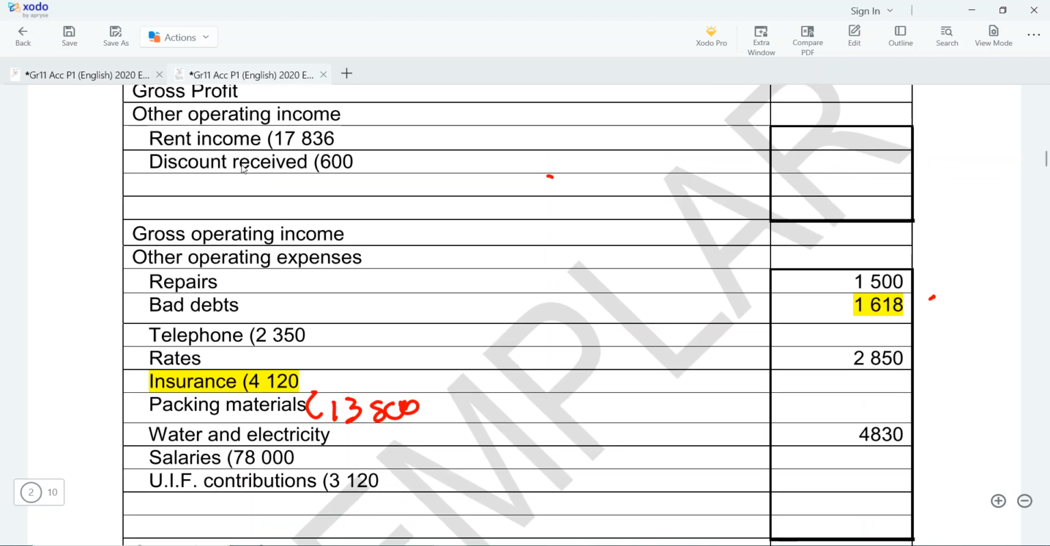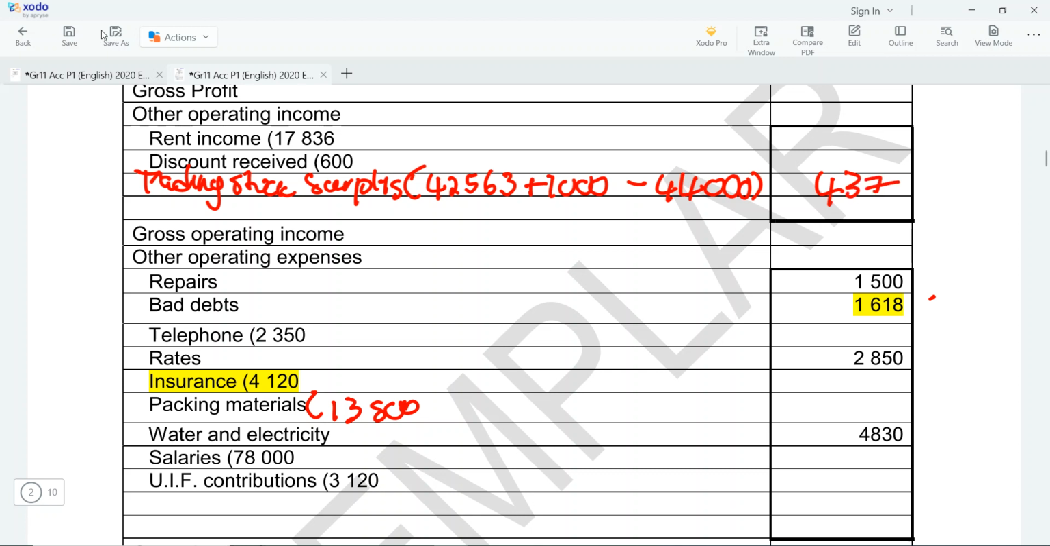So we say trading stock surplus here, trading stock surplus, and then you say for the 2,563 plus 1,000, and then you subtract that 44,000, then you'll be done with this. Remember, it gave us 437, then you get your 4 marks.